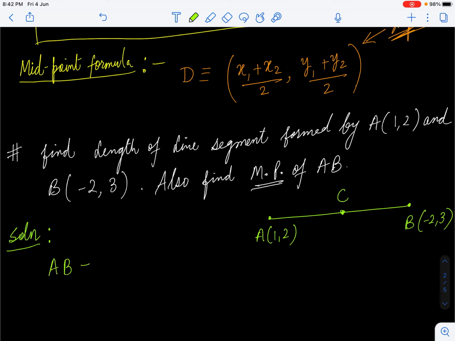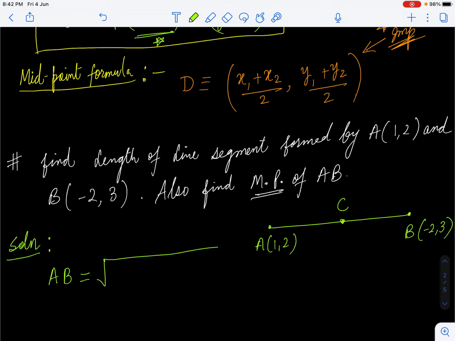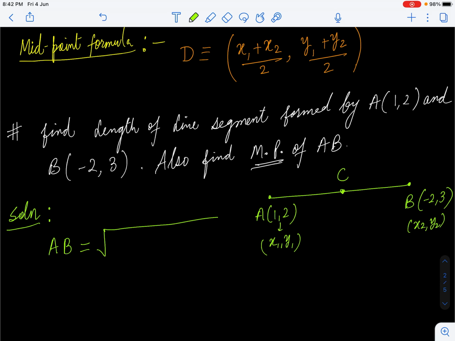So first is the length of the line segment. AB will be the square root of (x1 minus x2) whole squared, or (x2 minus x1) whole squared. It's one and the same thing because we are doing the square only. So let's take this as x1, y1 and this as x2, y2. Now you can write either x2 minus x1 whole squared or x1 minus x2 whole squared. It will give you the same answer.